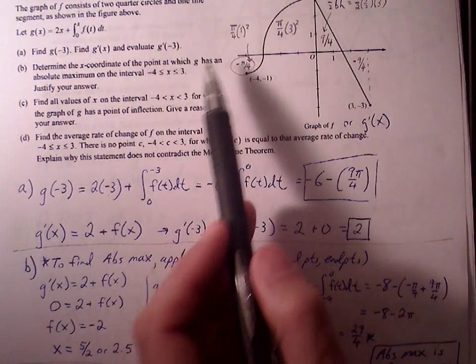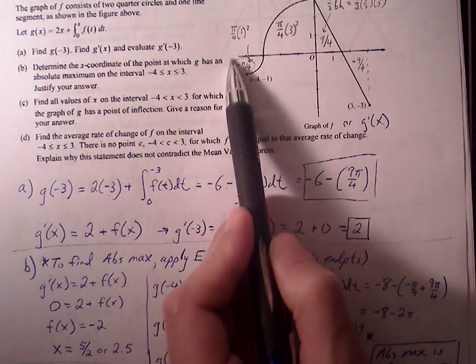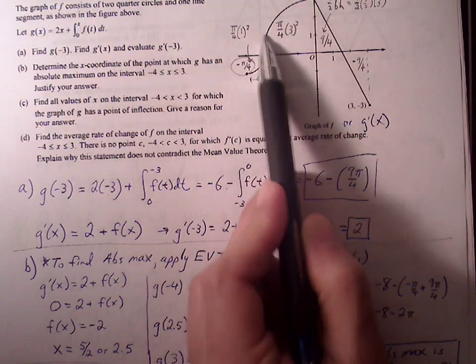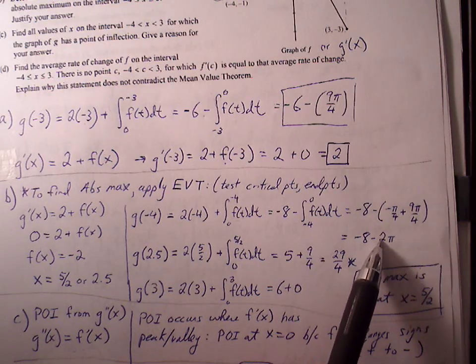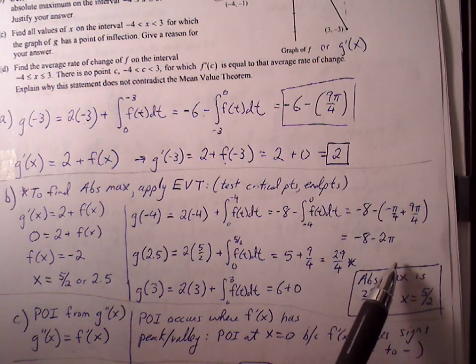-4 to 0, my bad. -4 to 0 also includes this region here. So we have negative pi over 4 and we have 9 over 4 pi. We total those together and we get 8 over 4 pi, which is 2 pi, or -8 minus 2 pi.